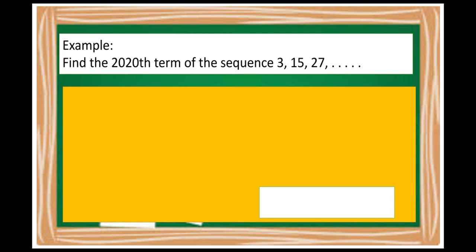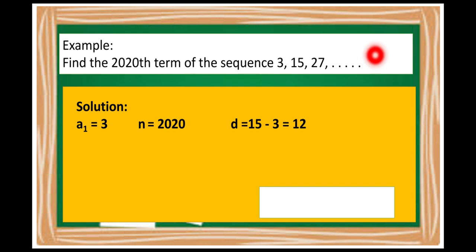Next one. Find the 2028th term of the sequence 3, 15, 27, and so on. So, solution: we have a sub 1, or the first term, is 3. We are looking for the 2028th term, so n will be 2028. And the common difference, subtracting a sub 2, 15, by a sub 1, 3, we get the common difference of 12. Alright, moving on.